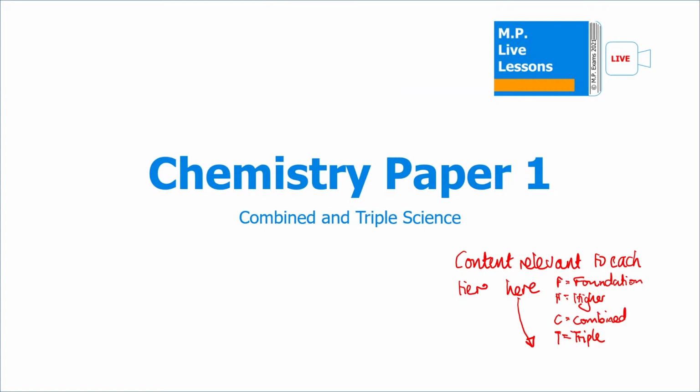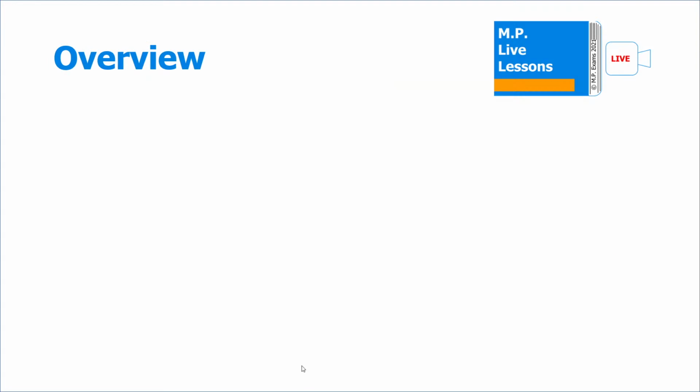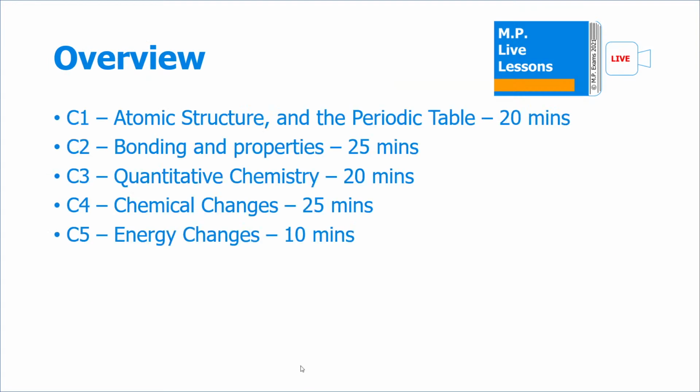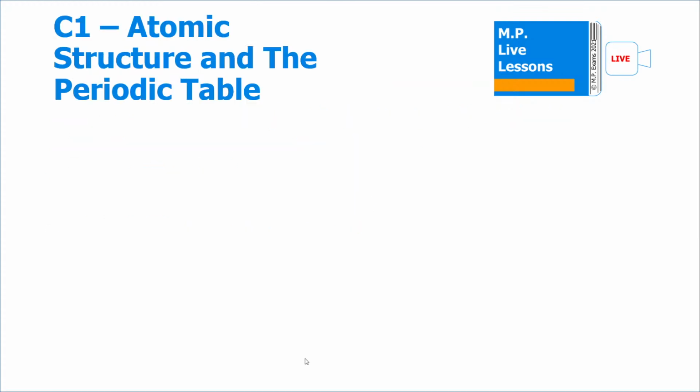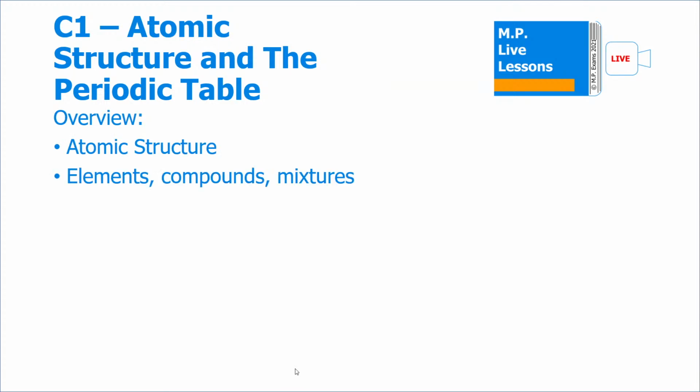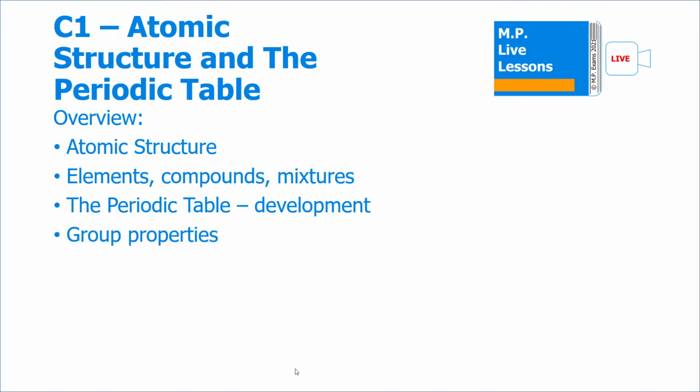First, we will start with an overview of 5 topics with some allocated time I plan to spend. First, we start with atomic structure in the periodic table, some of which is a crossover with physics. And an overview of the units involves atomic structure, elements, compounds and mixtures, the periodic table and its history, as well as some group properties.